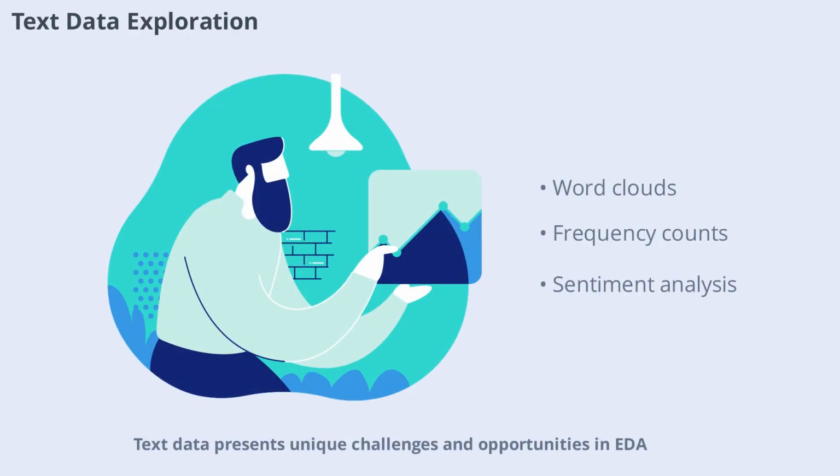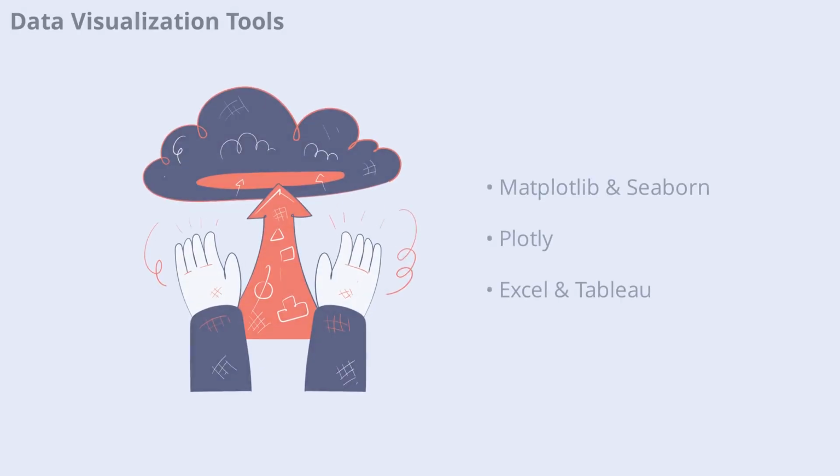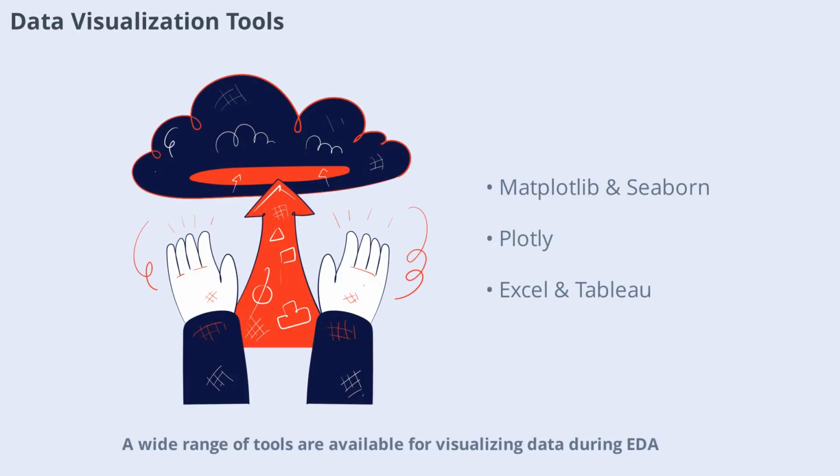Text data presents unique challenges and opportunities in EDA. Techniques like word clouds, frequency counts, and sentiment analysis help you explore and summarize textual information. By extracting key themes and patterns from text, you can gain valuable insights that might not be apparent from structured data alone.